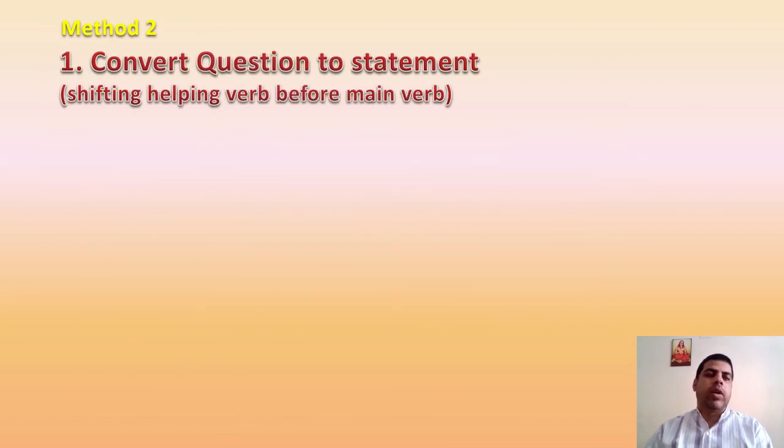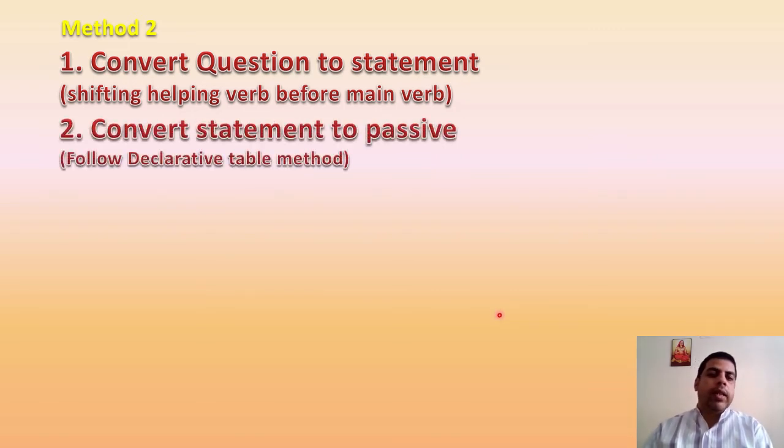Another easy method to convert interrogative sentences to passive is by three steps. Step 1: you can convert the question to a statement. Normally, this can be done by shifting the auxiliary verb after the subject, before the main verb. Once it is done, what you will be getting is a statement. So once you have a declarative statement, what can you do? Convert that statement to passive by following the declarative table method that I have described in my previous video.